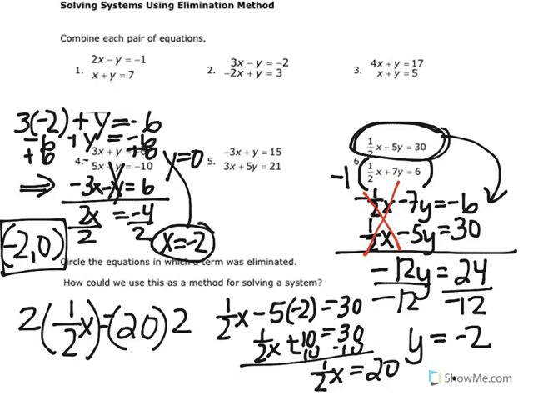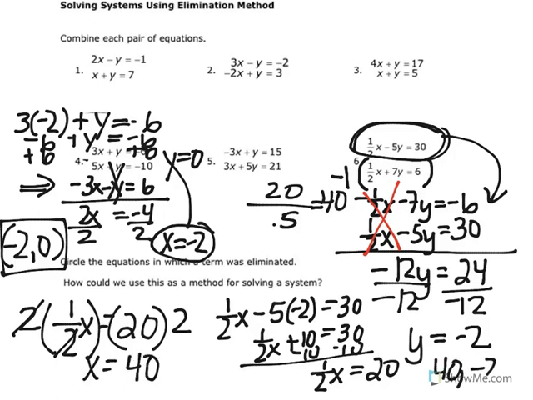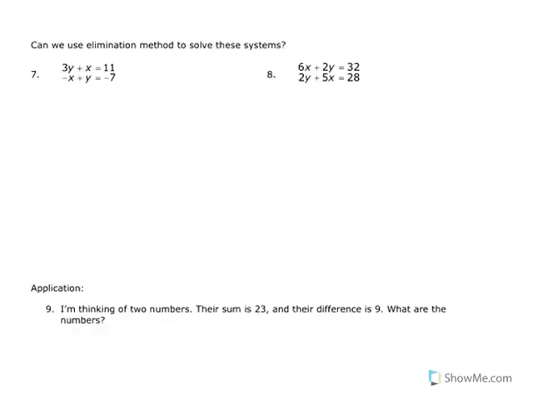If you took 20 and divided it by 1/2, you're going to get the same thing as if you took 20 and multiplied it by 2, which is 40. So these 2's cancel out, and we get x equals 40. So 40 comma -2. And there you go. That's the solution to that system. On all of these, we've eliminated a variable in order to solve the equation. Okay, so let's move to the back of our paper.